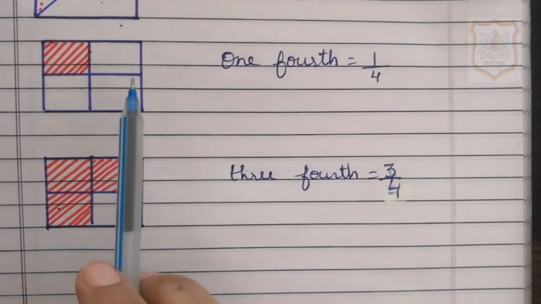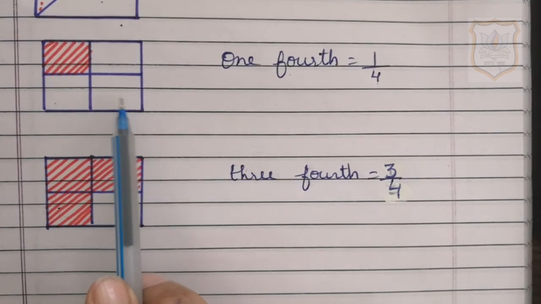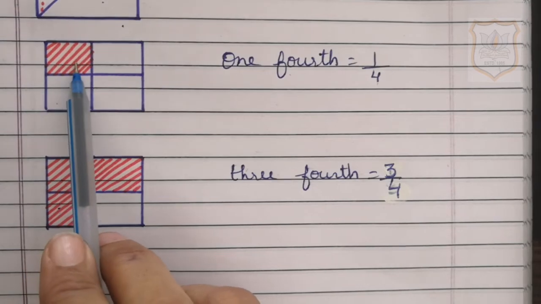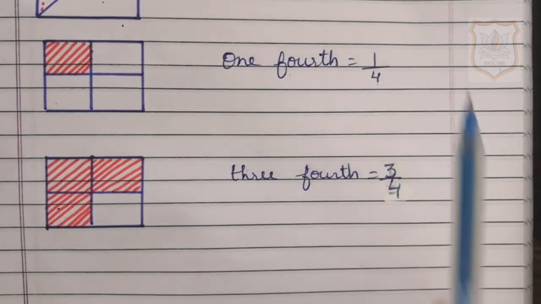Now here this object is divided. Students, here you can see that the object is divided into 1, 2, 3 and 4 equal parts. So the total parts are 4. So here in the denominator we will write 4 and we have taken one part. So the shaded part is 1. So here in the numerator we will write 1.